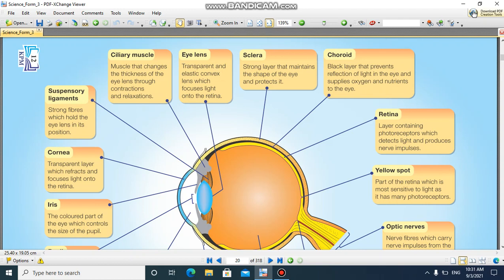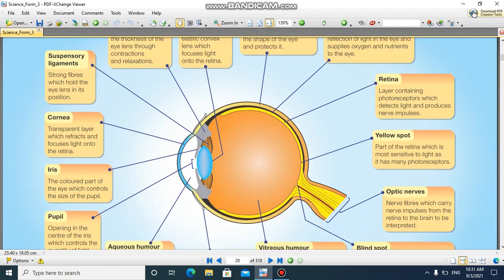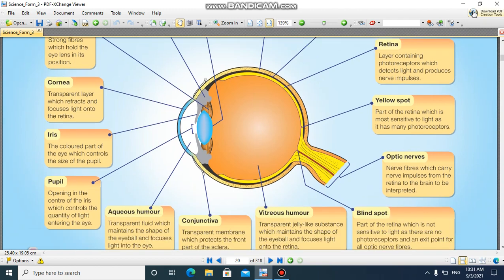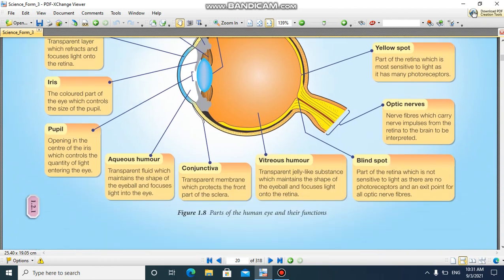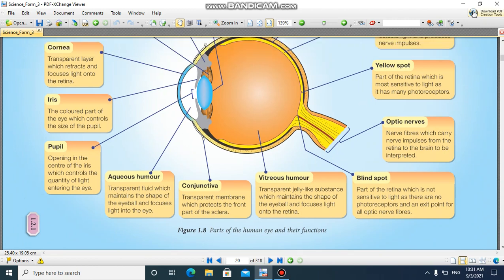Yellow spot, the part of the retina which is most sensitive to light as it has many photoreceptors. This one is the blind spot, the part of the retina which is not sensitive to light as there are no photoreceptors, and an exit point for all optic nerve fibers. This is the optic nerve fibers, which carry nerve impulses from the retina to the brain to be interpreted.